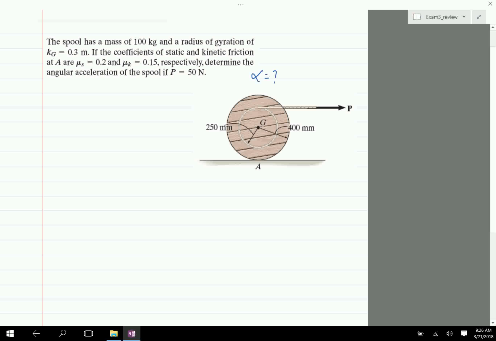First of all, you're given the dimensions, and you're given the radius of gyration. That's a big hint that this is a rigid body problem and not a particle problem. So you'll have to use F equals ma and the moment equation. Let's draw the free body diagram.